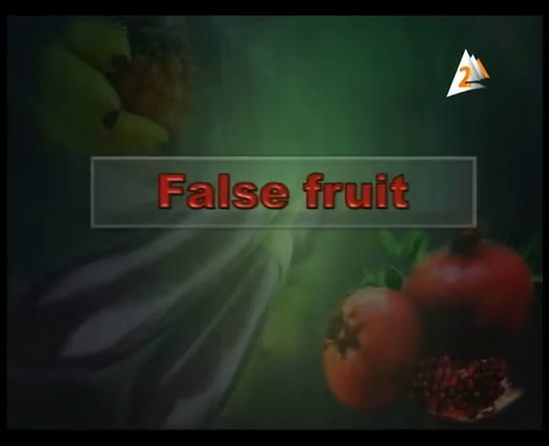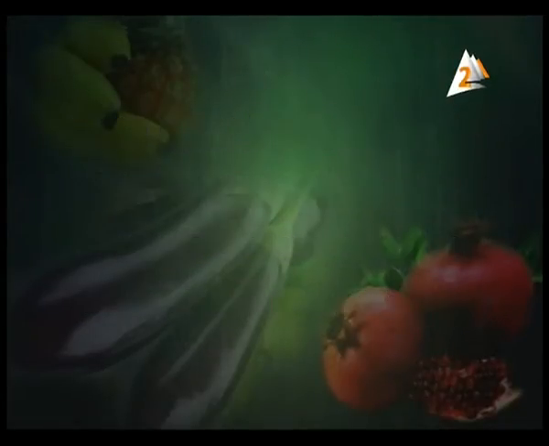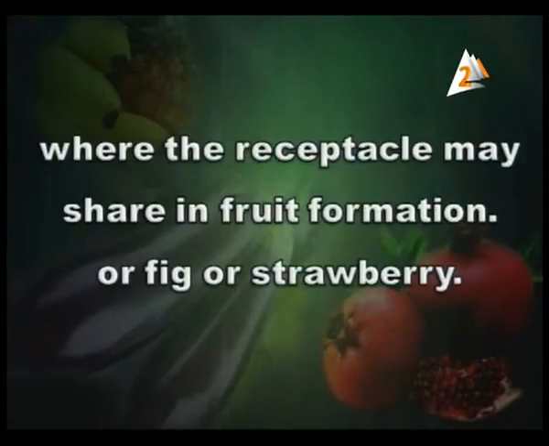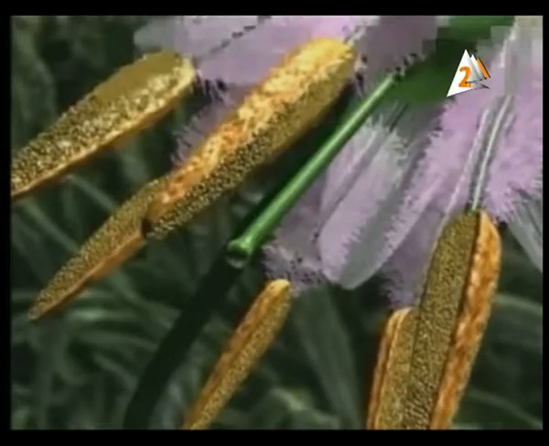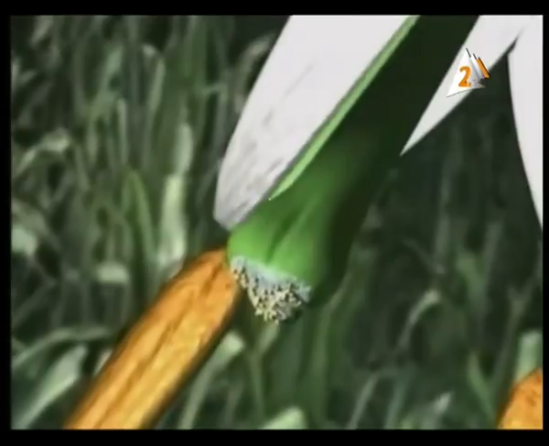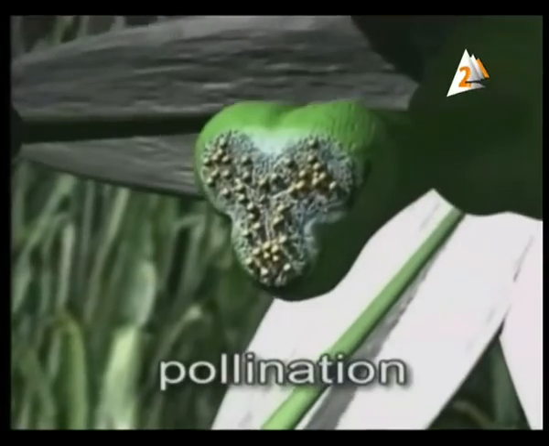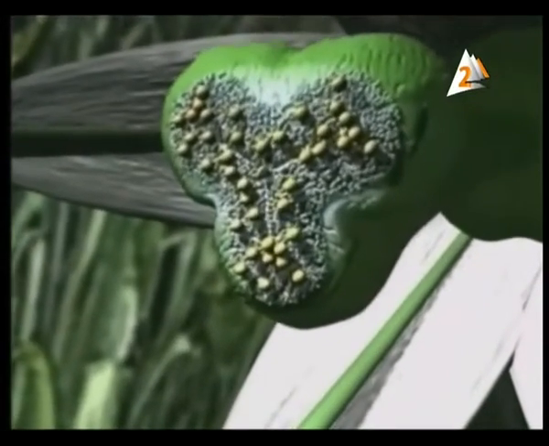False fruit. The false fruit is a fruit in which the receptacle or any part shares with the ovary to store food, as in the apple, where the receptacle may share in fruit formation, or the fig, or the strawberry. So the receptacle here and the ovary together form the fruit, they fuse together and begin to swell in order to form the fruit such as that of the apple, the fig, or the strawberry.